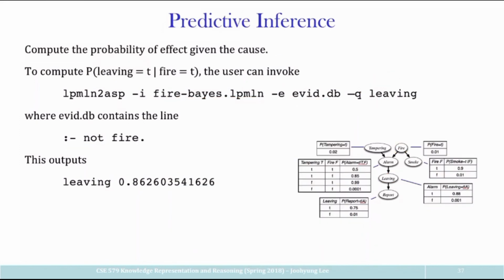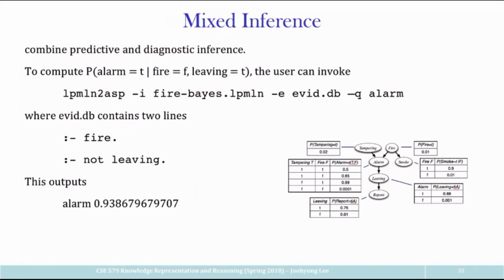Next, predictive query. This is the opposite of what I showed. Now you know that fire is happening, then can you infer the probability of people leaving the building? You know the cause and you want to predict what will happen as an effect. This is the opposite direction, right? The evidence is now the cause, and you want to find the probability of the effect.